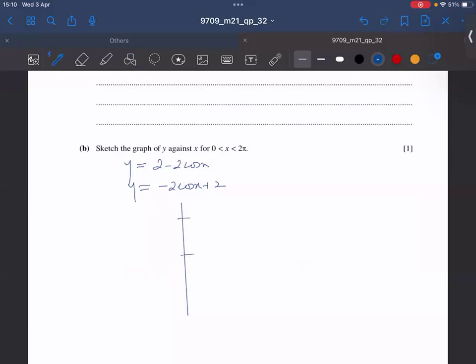Upper value, the maximum value, the middle value, and the minimum value. The middle value is 2. And the value of a is 2. So you're going to move 2 units up. It's going to be 4 and it's going to be 0.